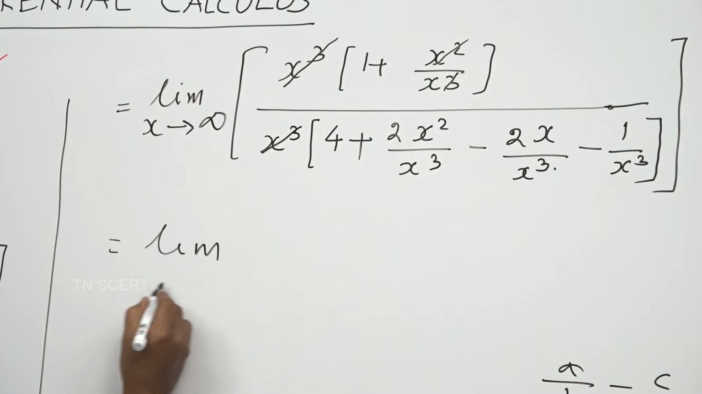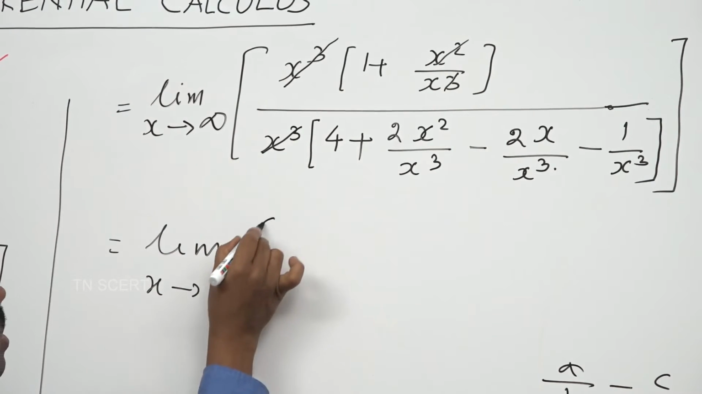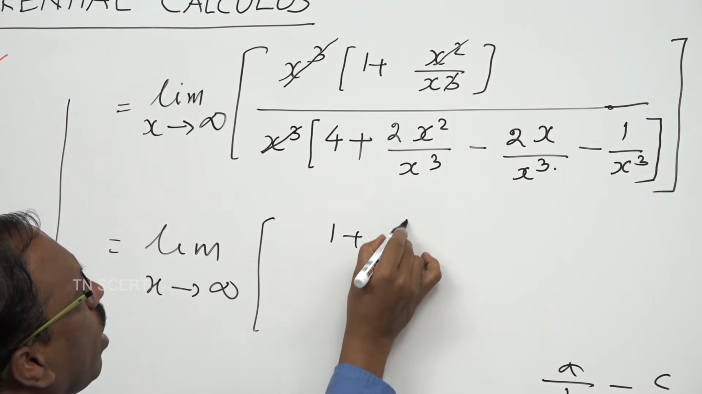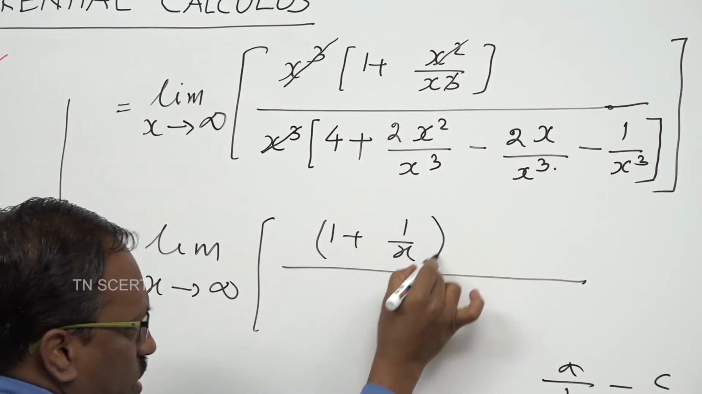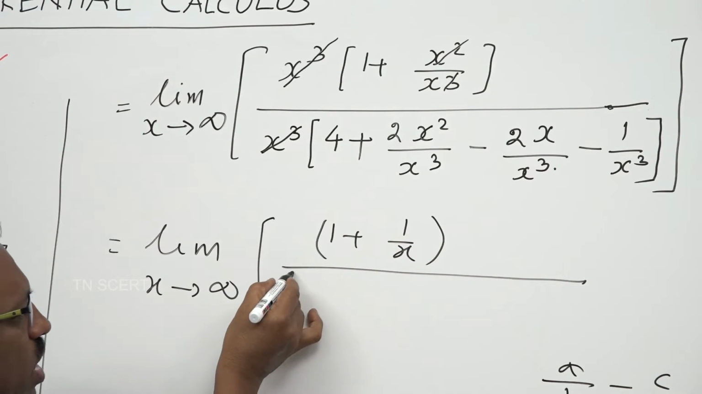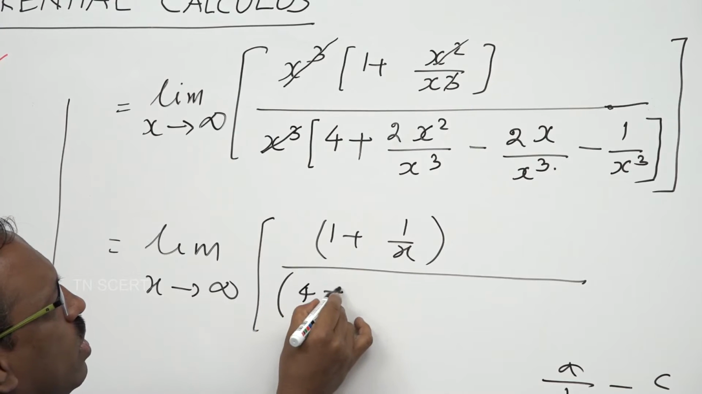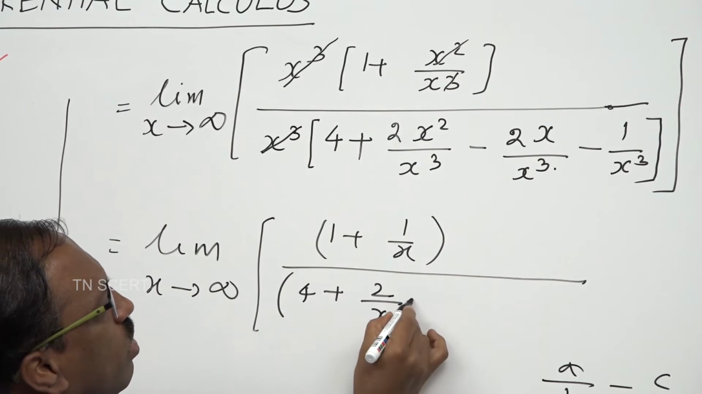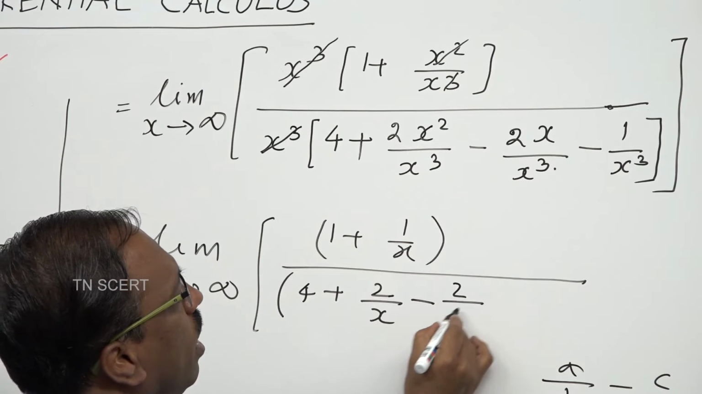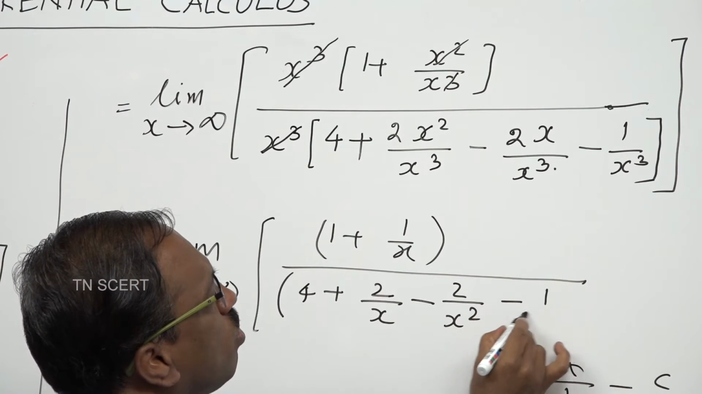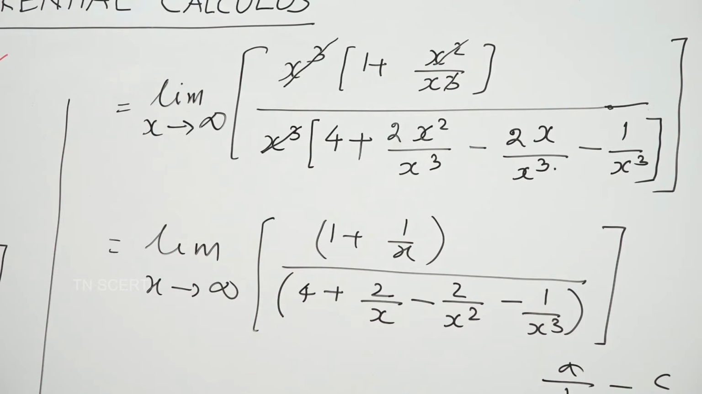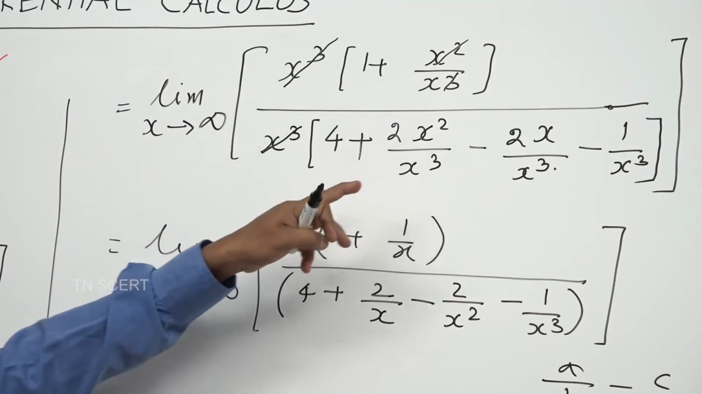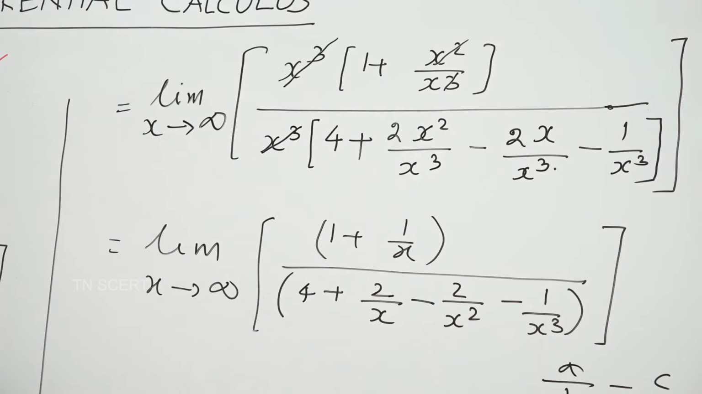Limit, remember, x approaches infinity, 1 plus 1 by x divided by, we can put a bracket if need be, 4 plus 2 by x minus 2 by x square minus 1 by x cube, like this we can take. The terms are like this. So, 1 plus 1 by x and 4 plus 2 by x minus this.